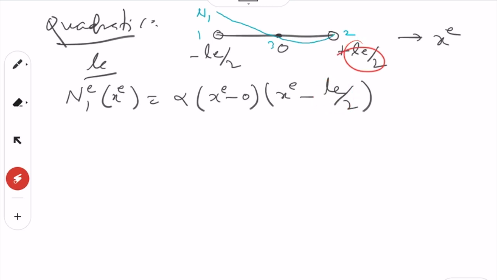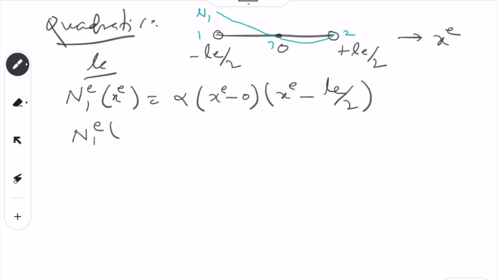This is how it should look, right? And you see that it already has x here, so it becomes a quadratic, so no other term will be there. It has two roots, one root here, one root here. The only thing we have to know is alpha, and we will find alpha if we put x equal to minus Le over 2.